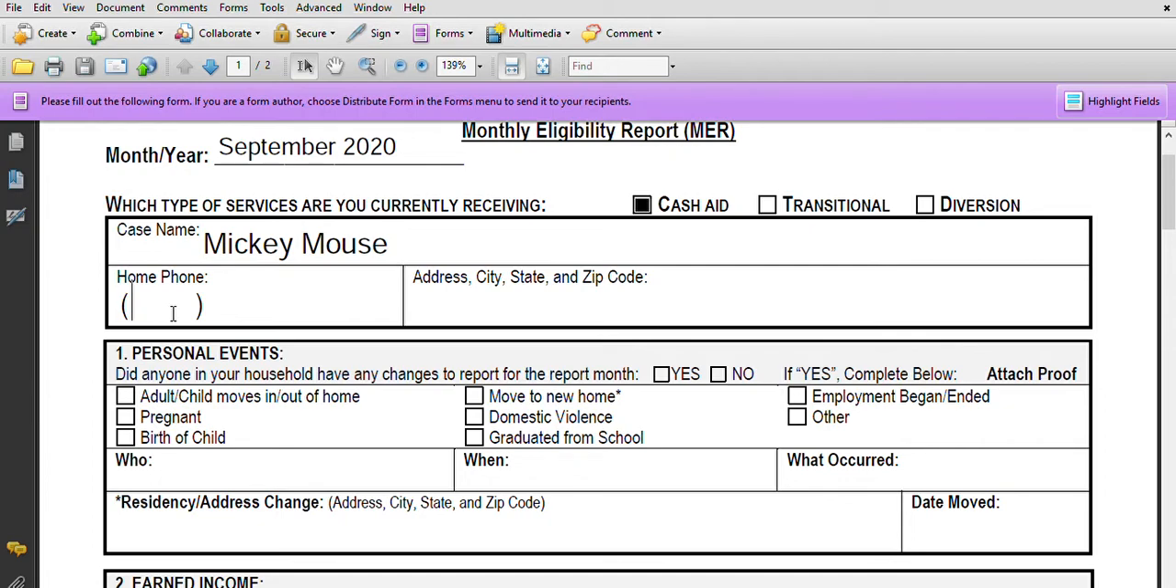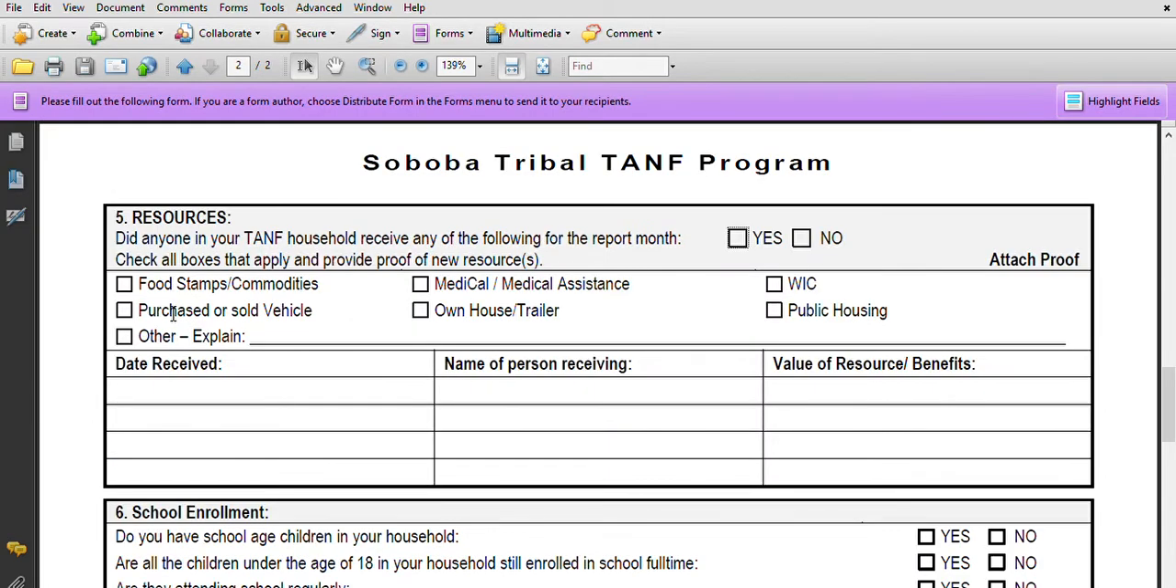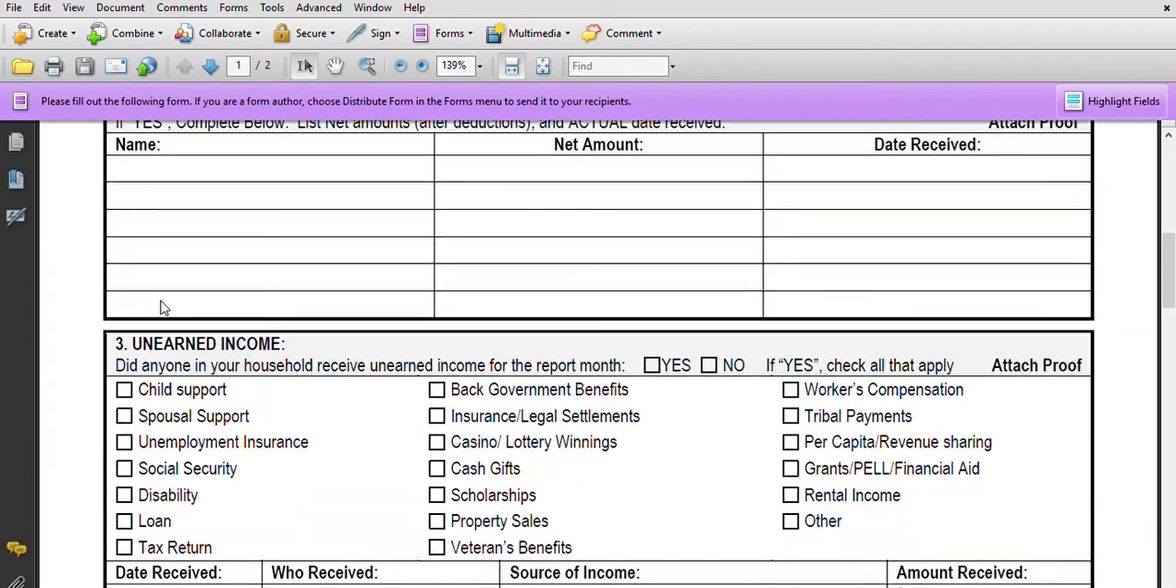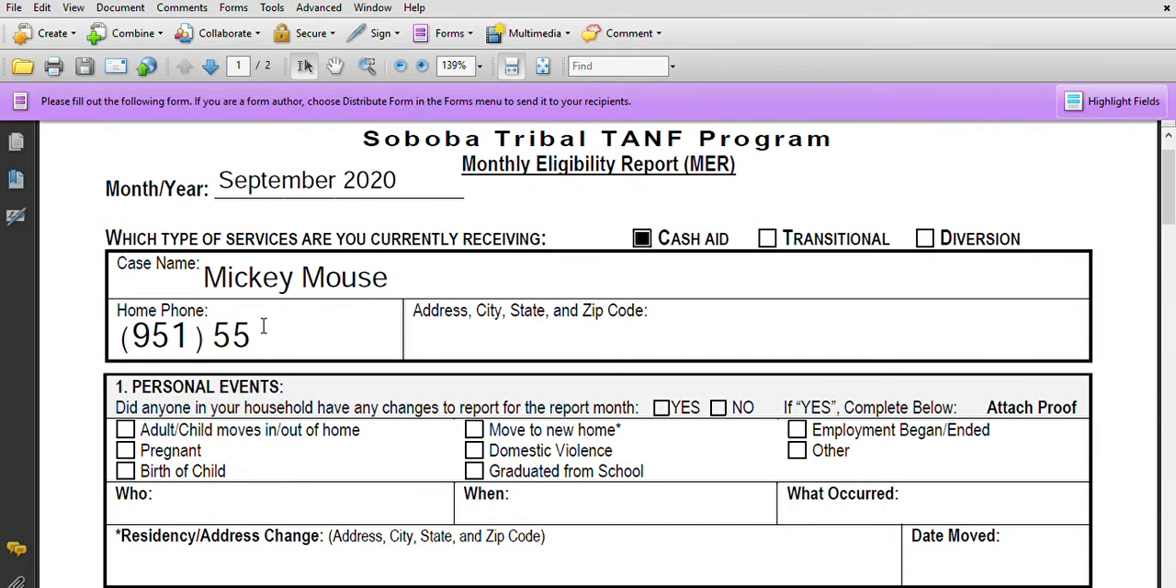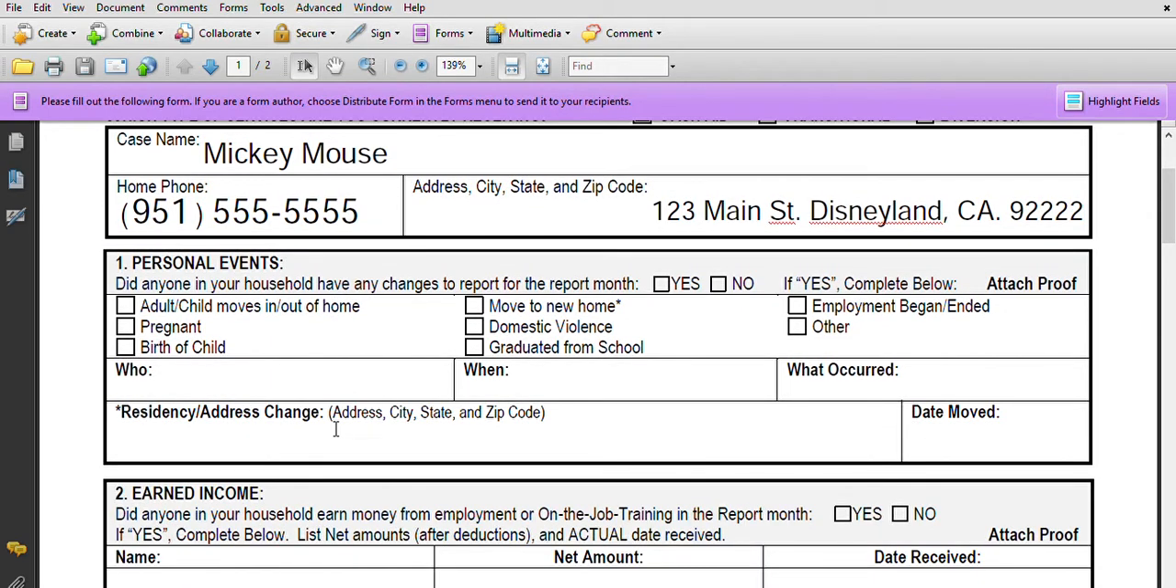Let's go ahead and put the phone number in for Mickey Mouse. 555-5555. And this is Mickey's address. Let's do 123 Main Street, Disneyland, California, 92222.